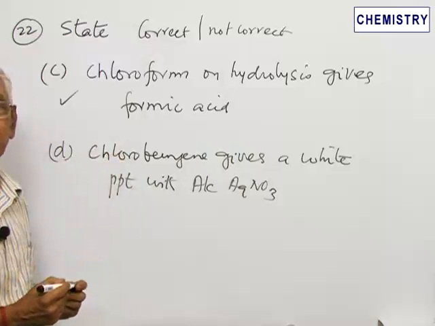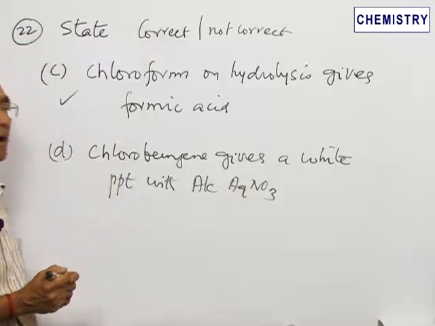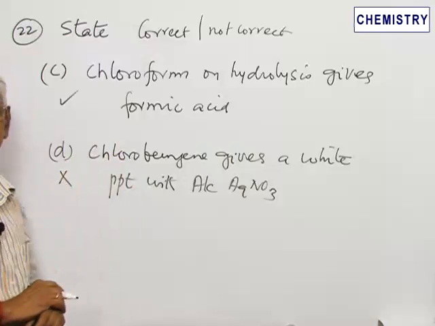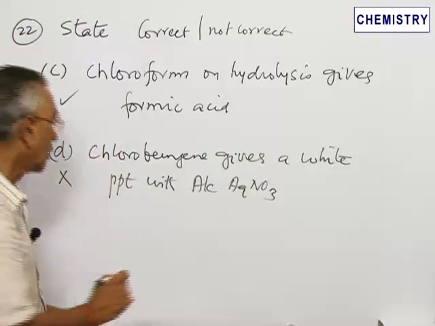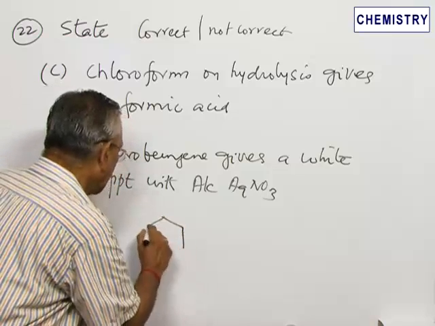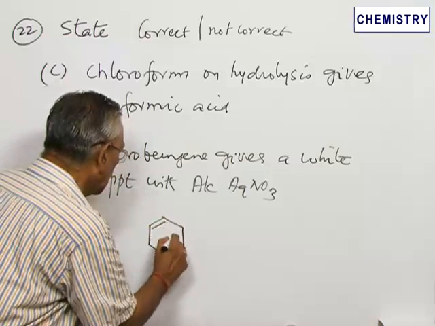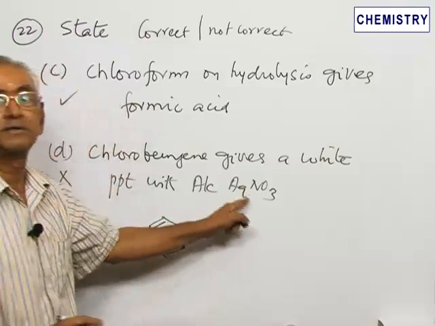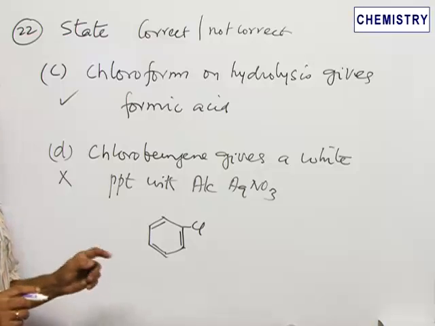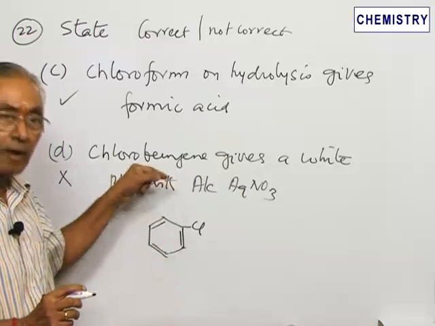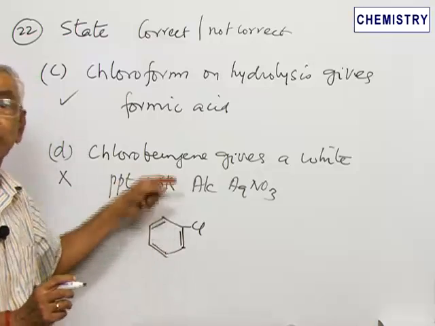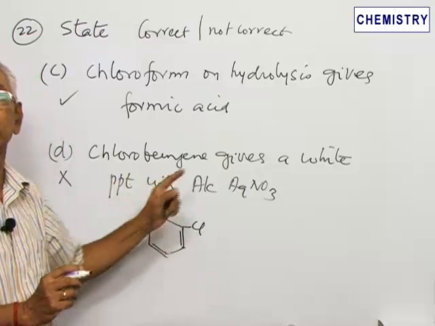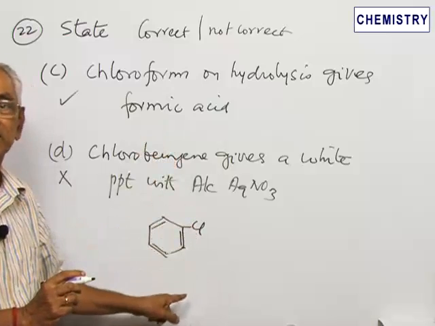Then going to the next statement: chlorobenzene gives a white precipitate with alcoholic silver nitrate. That is not a correct statement, because chlorobenzene is a nuclear halogen. This nuclear halogen will not give a precipitate with alcoholic silver nitrate solution. A white precipitate is obtained only after the sodium fusion extract is prepared from this compound, by means of the Lassaigne's test.